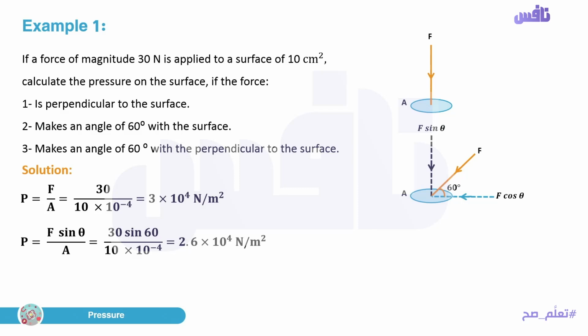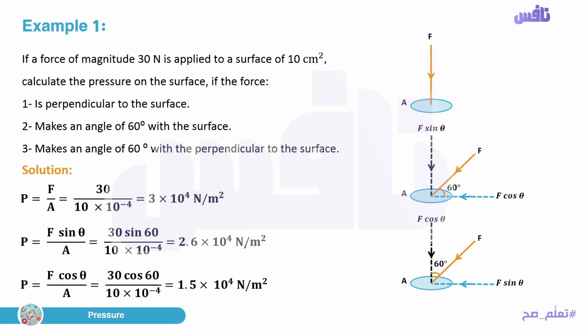So the value will be, using your calculator, 2.6 multiplied by 10 power 4. Don't forget the Newton per meter square unit. Finally, number 3, the force makes an angle of 60 with the perpendicular. Bravo, who tells me cosine theta. So F cosine theta over A, which equals 30 cosine 60 over the same area, 10 multiplied by 10 power negative 4. So the final answer will be 1.5 multiplied by 10 power 4 Newton per meter square.